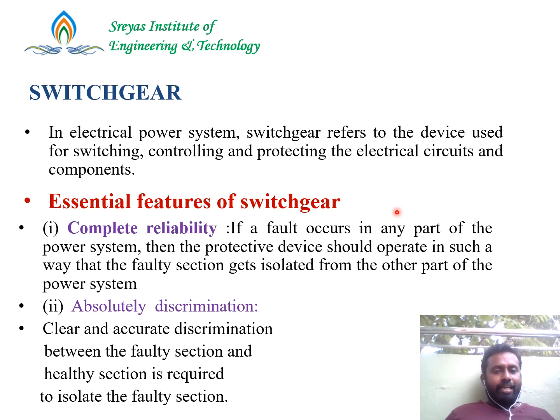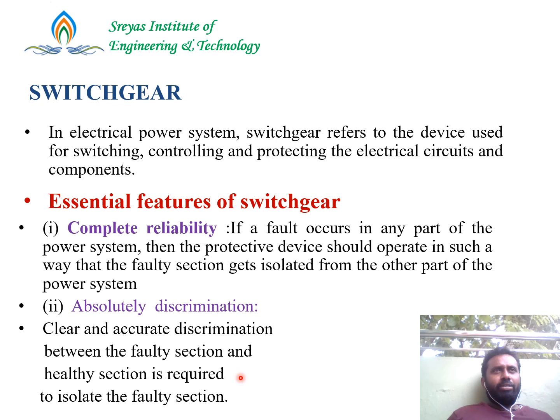Absolute discrimination. Clear and accurate discrimination between the faulty section and healthy section is required. Let's say to a particular point there are 10 wires connected. Let's say there is a fault in the fourth wire connected to that point, and if the switchgear isolates the fifth one in order to protect the other connected wires, there is no meaning in that, because the fault is on the fourth, it has isolated the fifth. So it must have clear and accurate discrimination between the faulty section and the healthy section to isolate the faulty section.